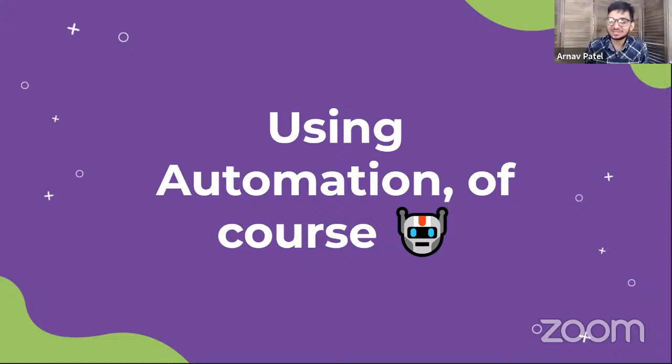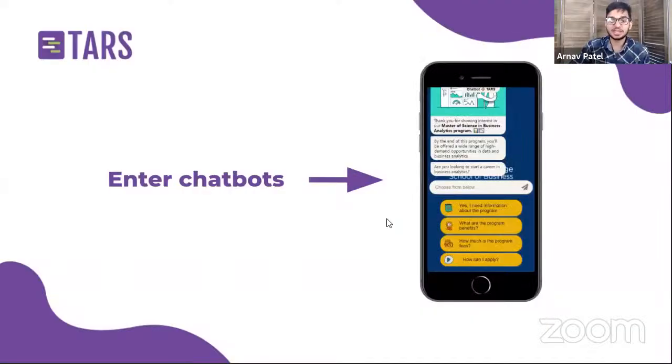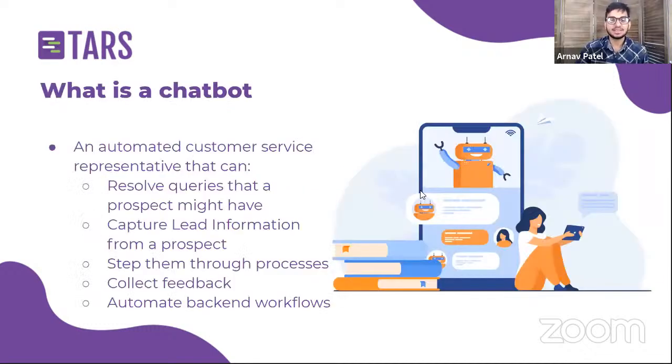This is a trend that's going on across industries. When people think of automation, they tend to think of something like an Amazon warehouse, where a robot brings packages from one part of the warehouse to another, but it actually applies in the online world as well, as we're going to see in just a second. Specifically, the sort of automation we're talking about today is chatbots. A chatbot is an automated customer service representative that can resolve queries a prospect might have and capture lead information from a prospect.